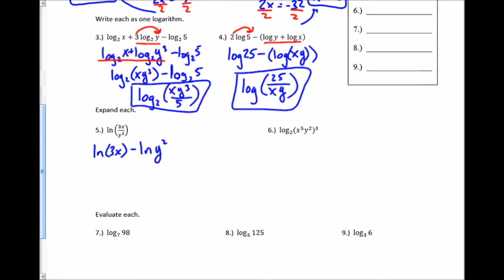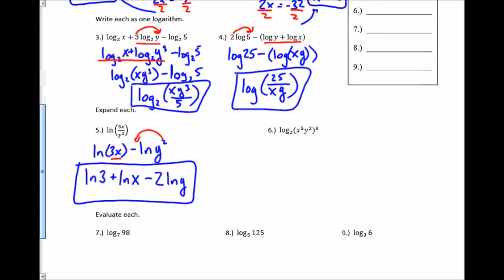And now from here, this first piece, I've got multiplication in here. I can split that into 2 logarithms being added. So it's the natural log of 3 plus the natural log of x. Minus, over here, I can bring the exponent out front. That's part of my expanding process. So that's 2 natural log of y. That's it. It's completely expanded.